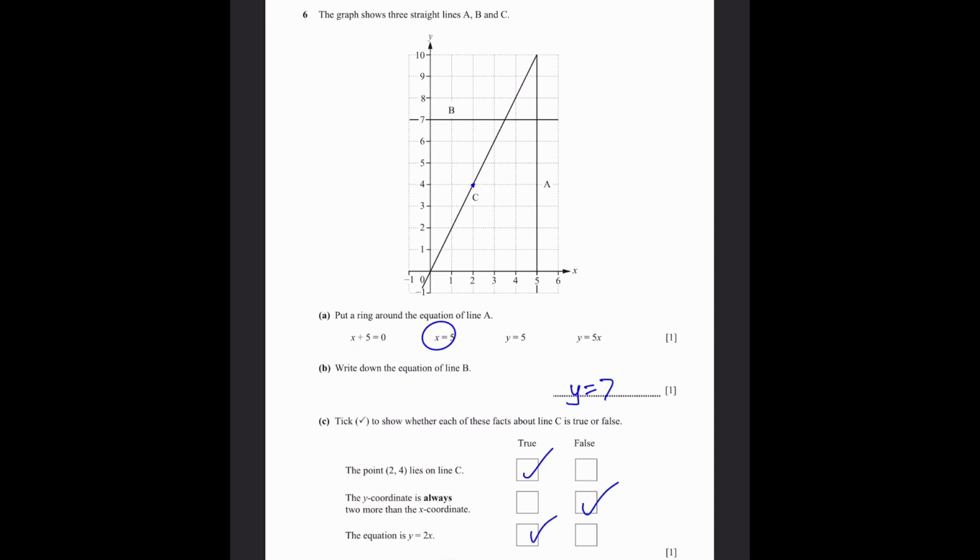The equation is y equals 2x. This is correct, because when you multiply the value of x by 2, we get y. 1 into 2 is 2. 2 into 2 is 4. 3 into 2 is 6, and so on. That's the answer.